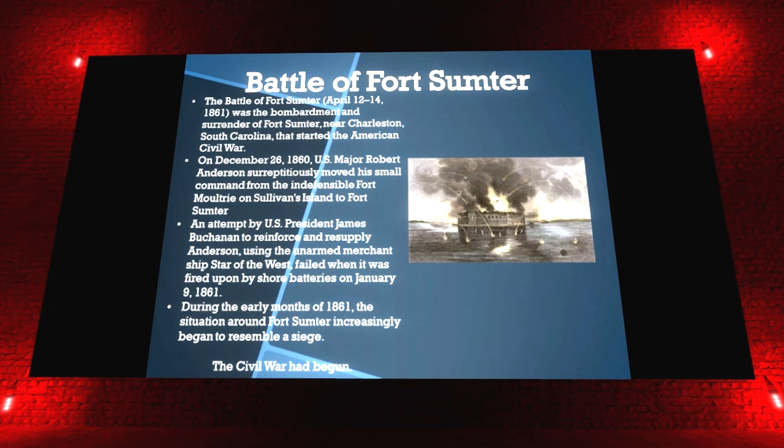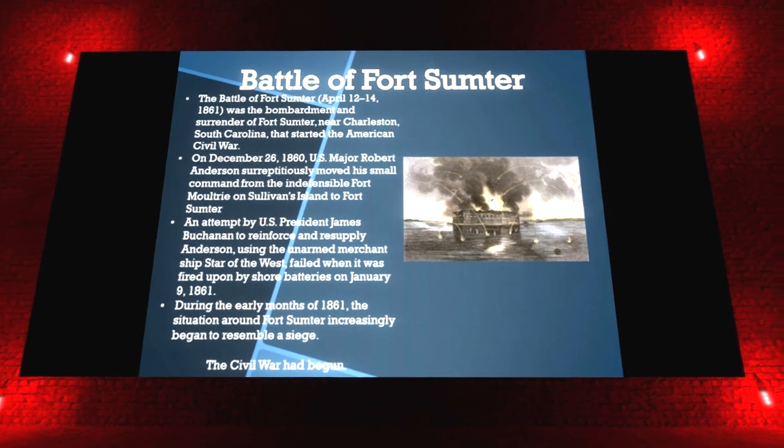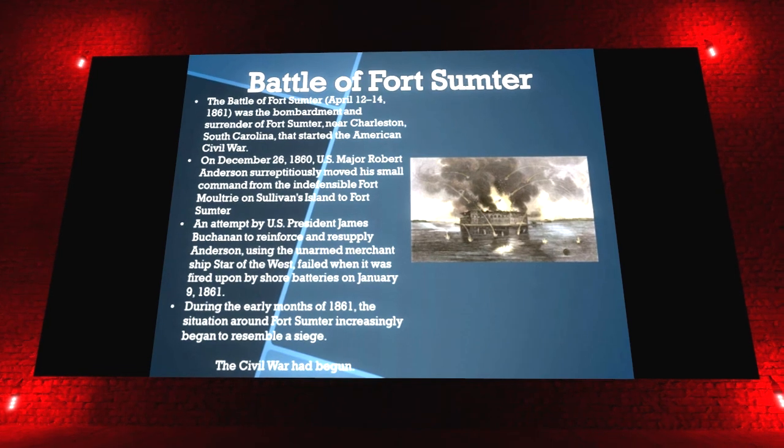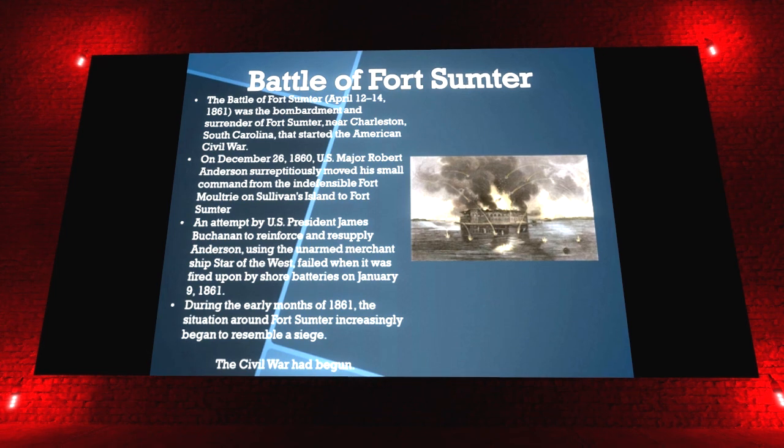During the early months of 1861, the situation around Fort Sumter increasingly began to resemble a siege. The Union eventually lost Fort Sumter to the Confederates, and it resulted in Lincoln's immediate call for 75,000 volunteers to suppress the rebellion, which resulted in an additional 4 southern slave states also declaring secession and joining the Confederacy. This began the Civil War.